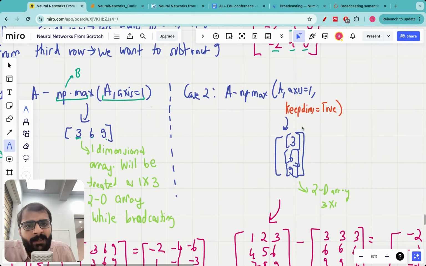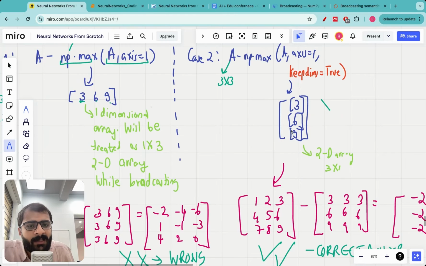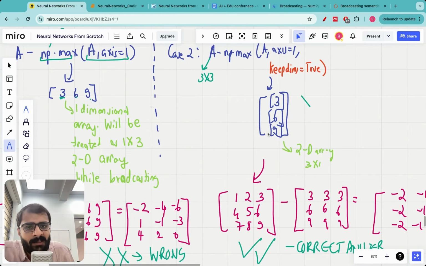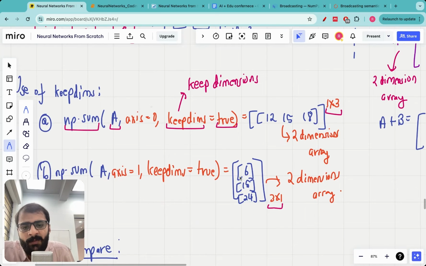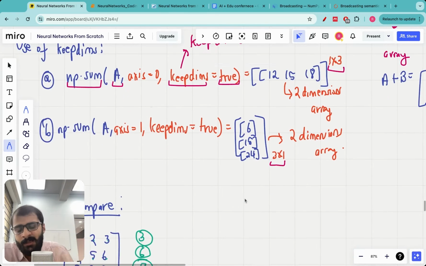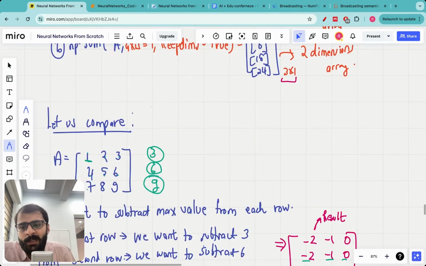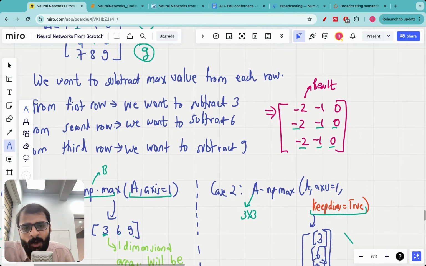Whereas if you look at the second case, it will be A, which is 3 by 3, minus a 3 by 1. So Python will replicate this column wise. Because keepdims equal to True, we retain this as a column vector. Remember, when we use axis equal to 1, we retain a column vector, right? Similarly, here what has been done is that we have retained a column vector here.